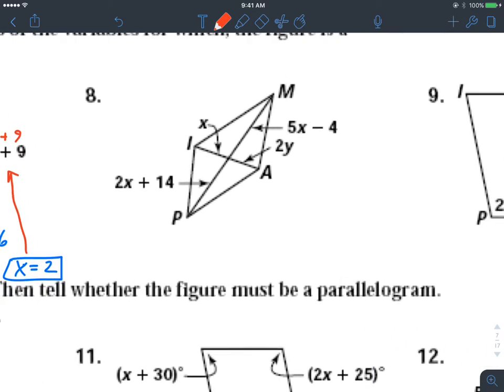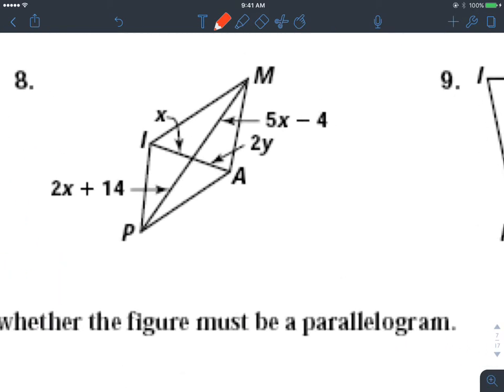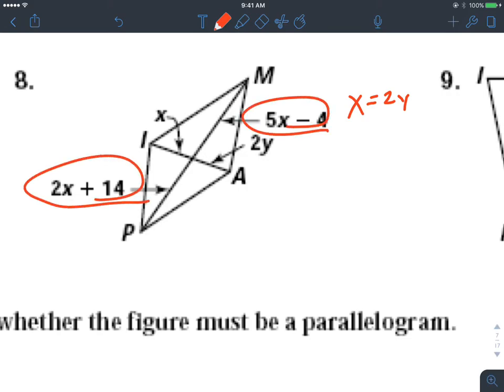Okay. Look at this one right here. Notice this one, you have these two right here, and if you set those equal to each other, x equals 2y. You can't really do a whole lot with that right now. But check out your other two diagonals, or split up diagonals right here. Remember, the diagonals should bisect each other. So therefore, these should be the same if it is a parallelogram.